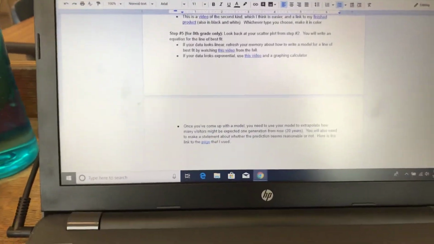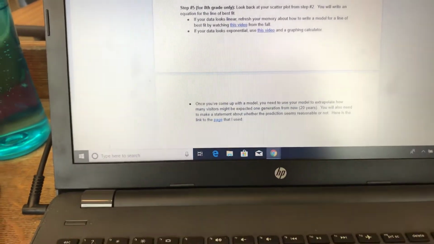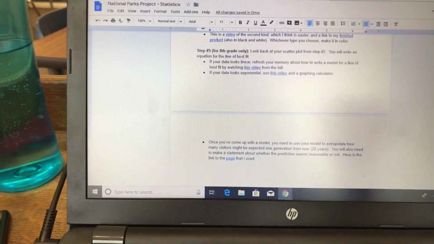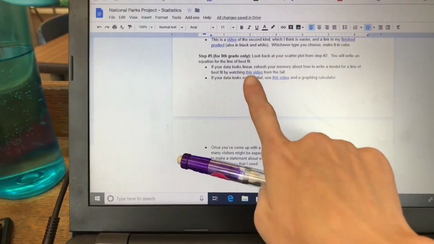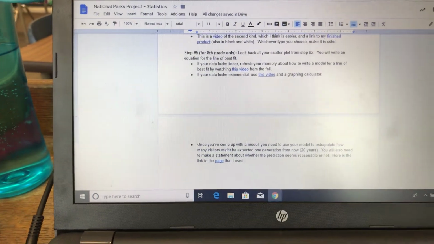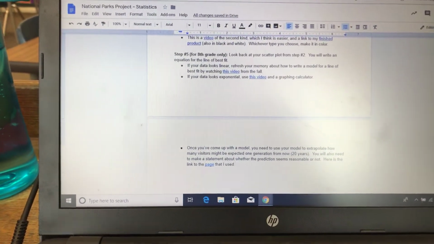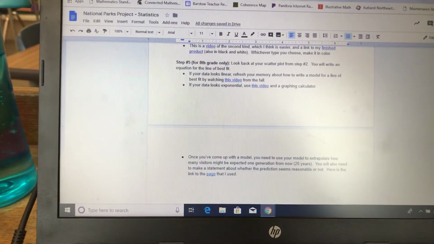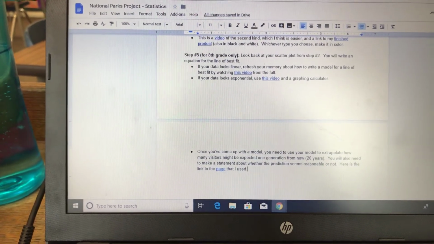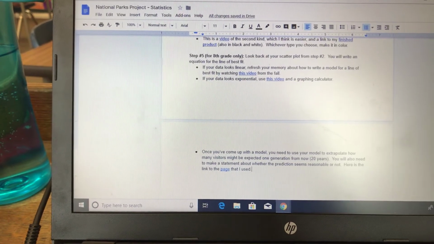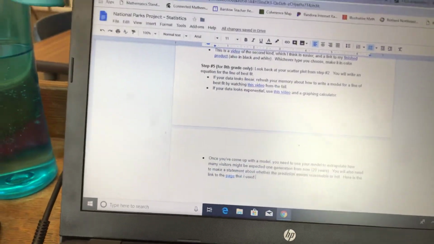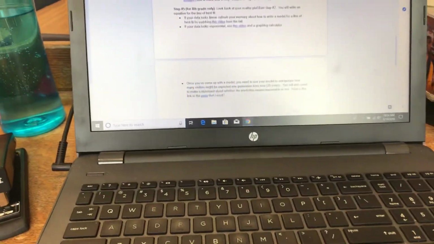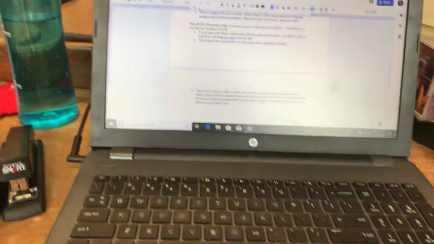Okay, I'm working on step 5, which is for 8th grade only. Already have a video posted in your instructions about how to find a line of best fit or a model for the exponential or the linear function that you found. So do that first. And then once you've come up with a model, you're going to use the model to make a prediction about what's going to happen a generation from now, 20 years from now.